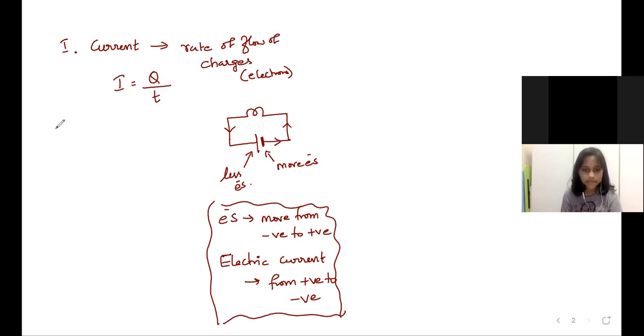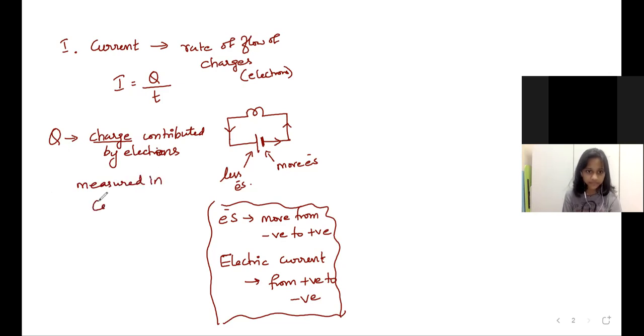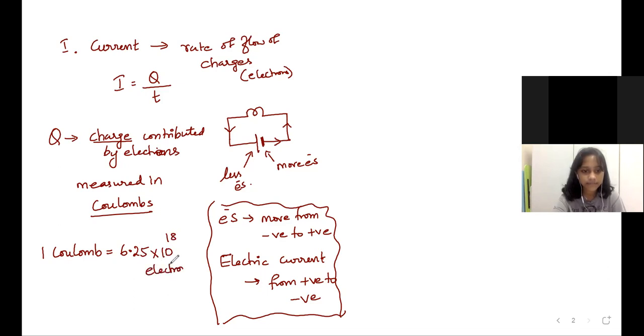So the charges are contributed. Q is the charge contributed by electrons. What is Q? Q is charge. So electrons contribute to the flow of charges, and it is measured in coulombs. So what is 1 coulomb? How many electrons should contribute to 1 coulomb of charge? 6.25 into 10 to the power 18 electrons contribute to 1 coulomb of charge.